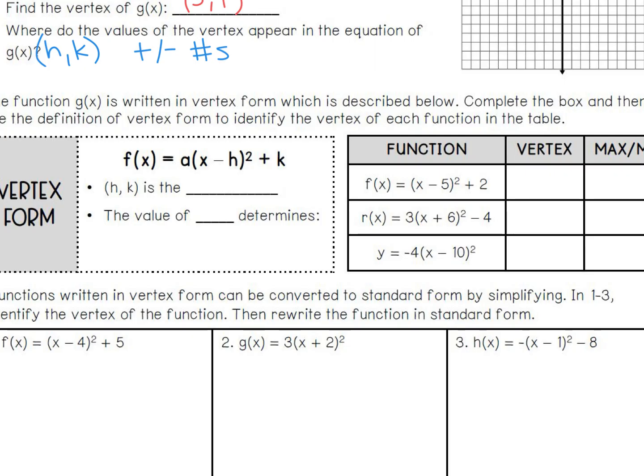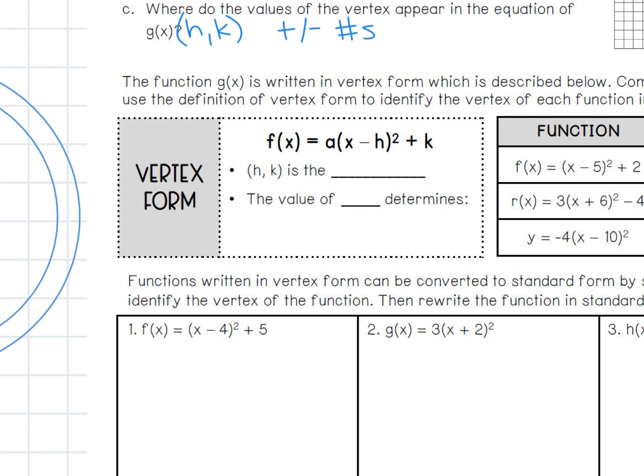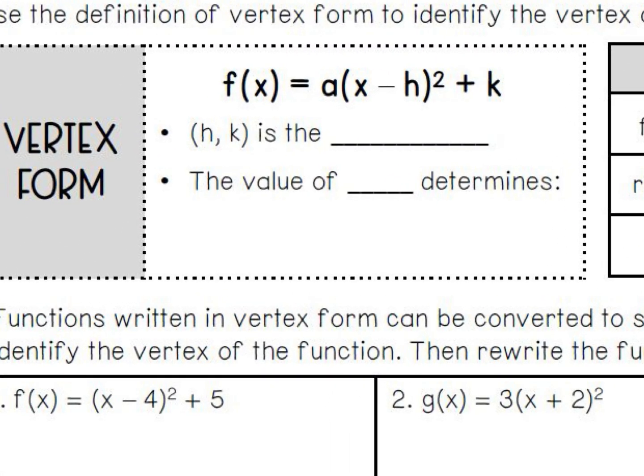All right, so that equation is actually in what we call vertex form because it tells us specifically what the vertex is. So today we're going to look at that, and then we're also going to talk about converting between vertex and standard form. So we're going to complete this box. We're going to use our definition to help us. So vertex form, I want you to notice HK. HK is our vertex.